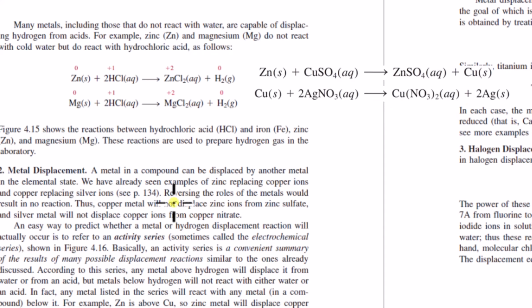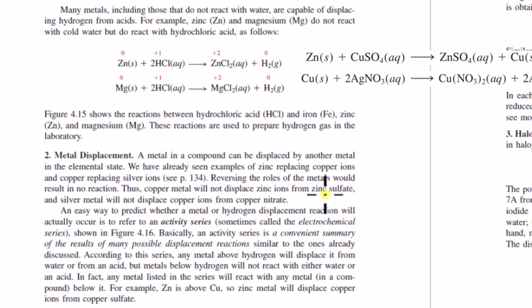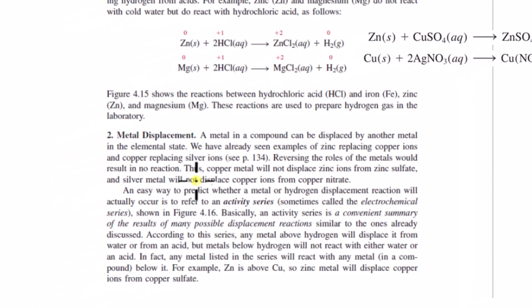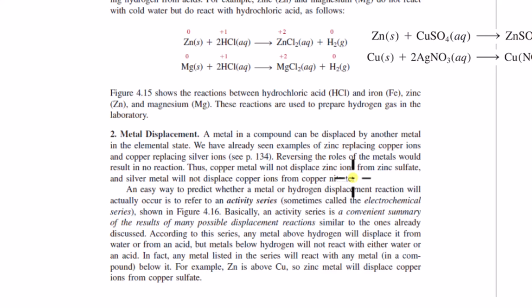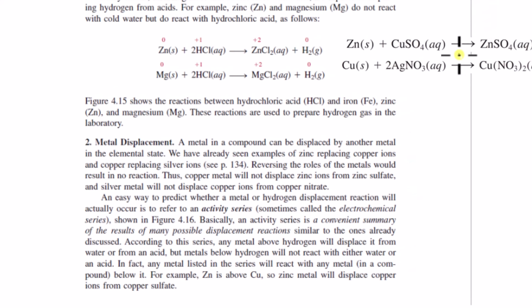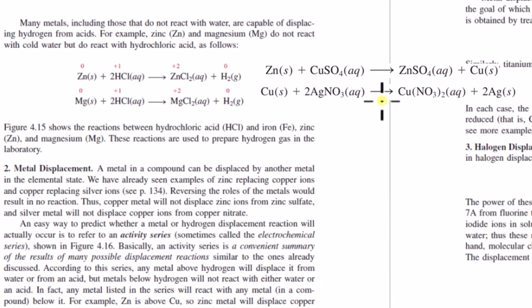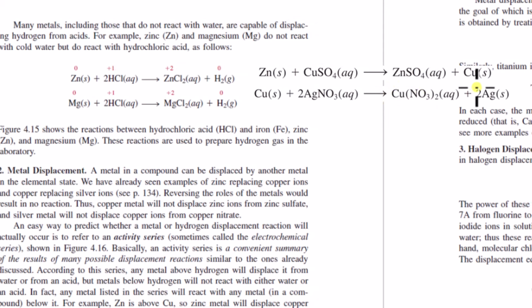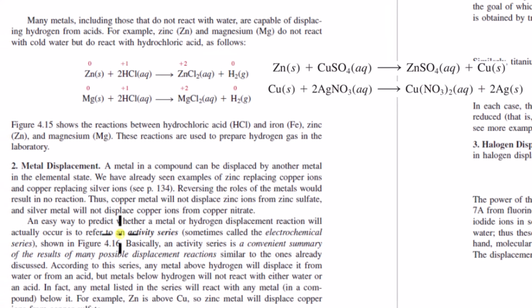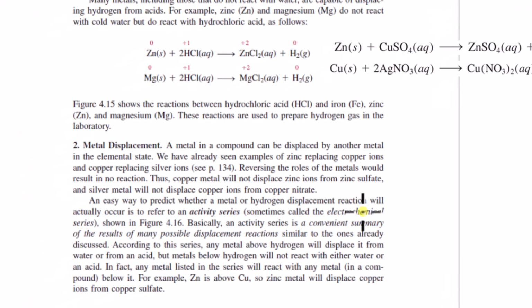Okay, but now it says reversing the roles of the metals would result in no reaction. Thus, copper metal will not displace zinc ions from zinc sulfate, and silver metal will not displace copper ions from copper nitrate. Yeah, so this is not a reversible reaction. If you started off with solid copper in a zinc sulfate solution, nothing's going to happen because copper is below zinc in the activity series. It can't displace zinc.